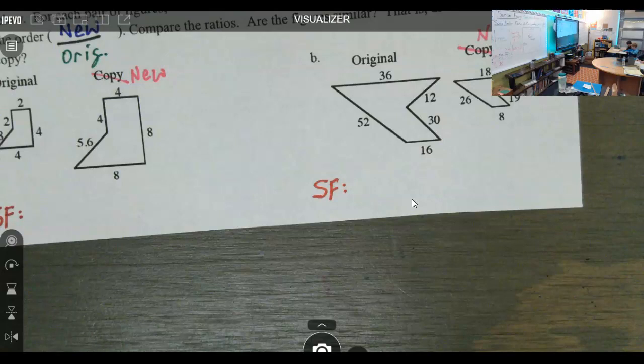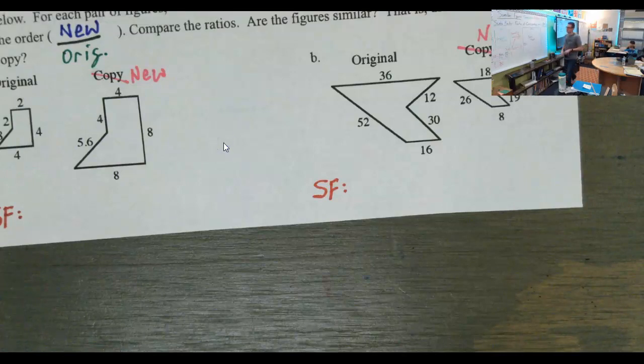36 divided by 12? Remember, it's new compared to original. If you follow the directions, you can cross out 36, copy and 12, and write new. You should have new divided by original. I'm going to move my paper to make sure that you can totally see it.